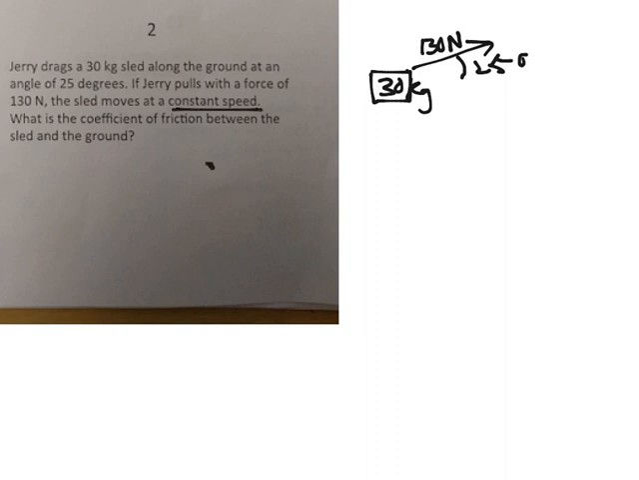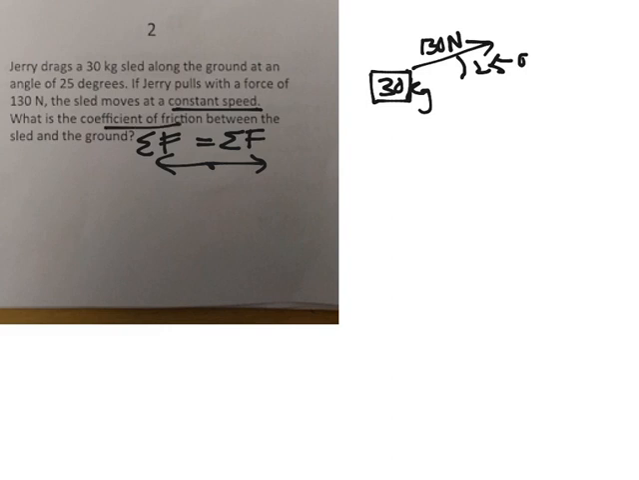Remember, if we have constant speed, that means your forces are equal. So the sum of all your forces in this direction is equal to the sum of all your forces in this direction. This is important. The question is, what's the coefficient of friction?